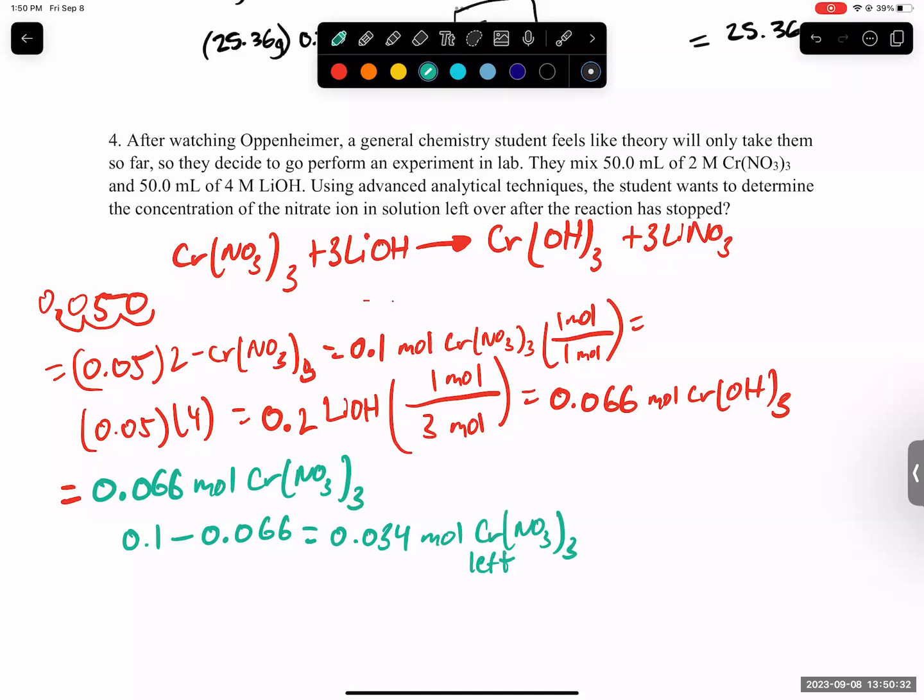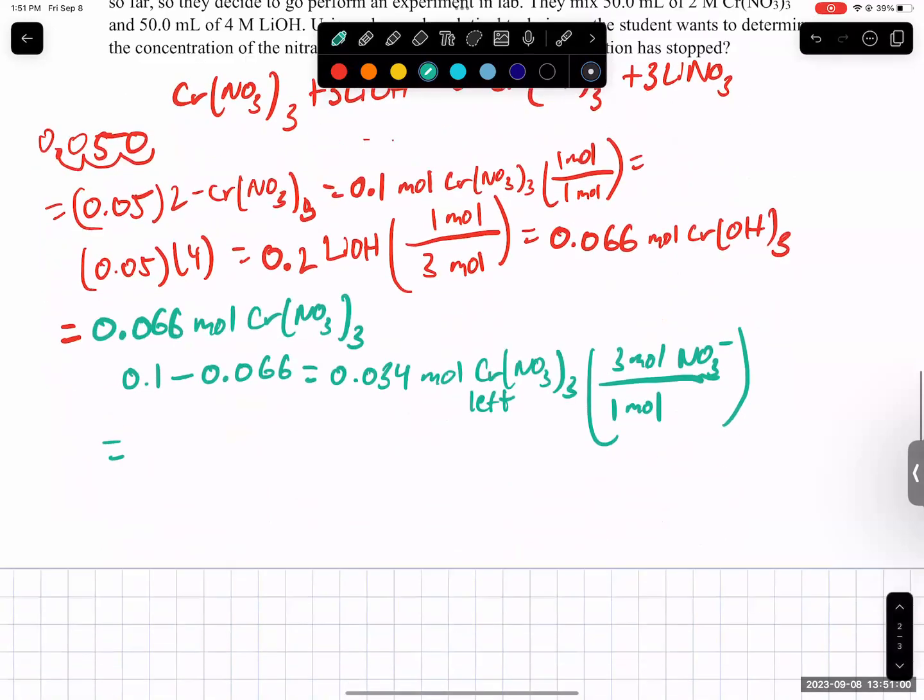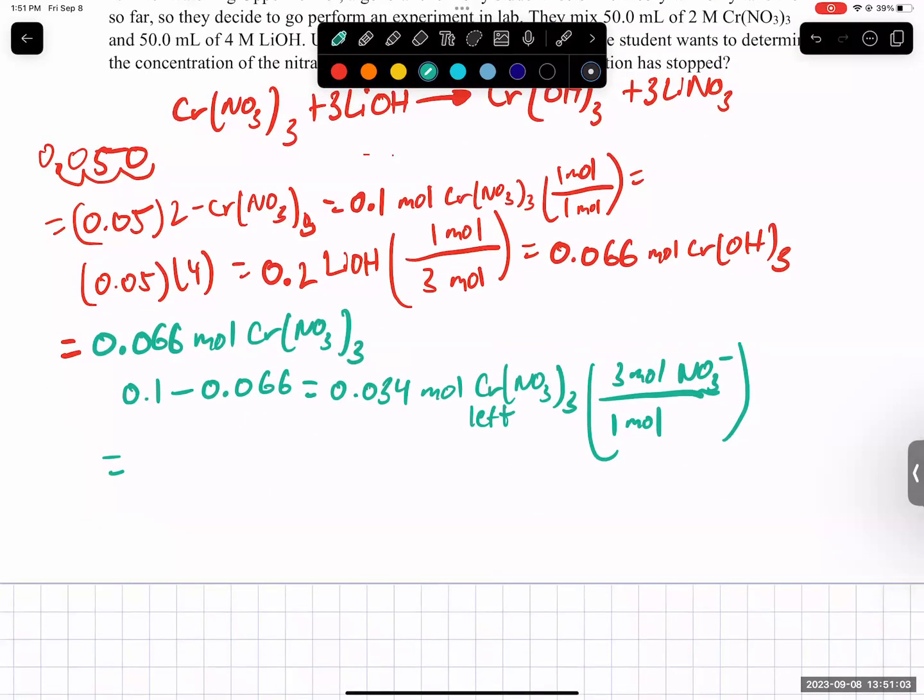Is it asking for chromium nitrate though? No, right? It's asking for the concentration of nitrate ion. So how many moles of nitrate are there relative to the chromium nitrate compound? There's 3 moles. So for every 1 mole here, there's 3 moles of NO3 minus. What is that going to be equal to when you put it into the good old calculator?